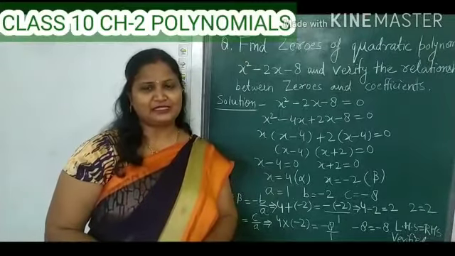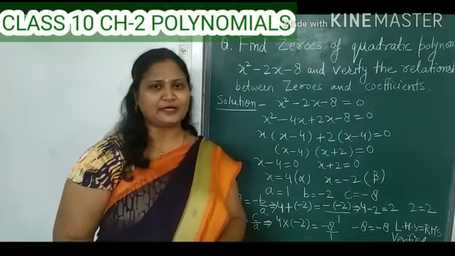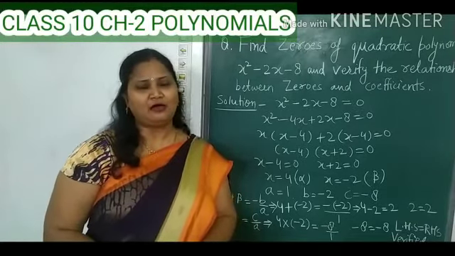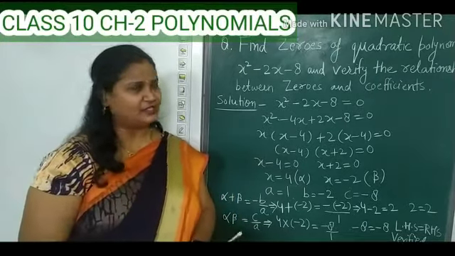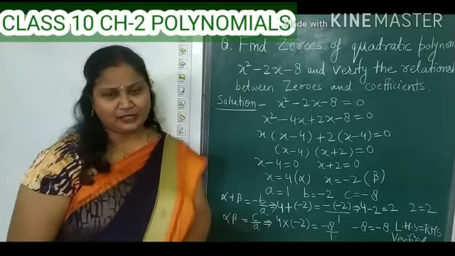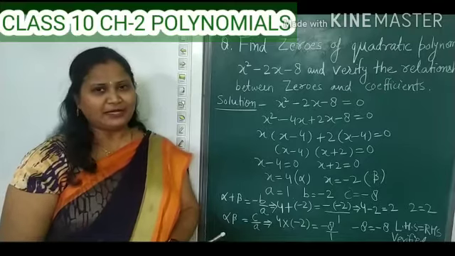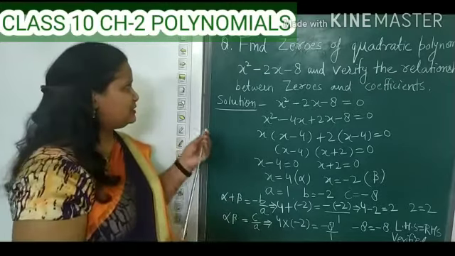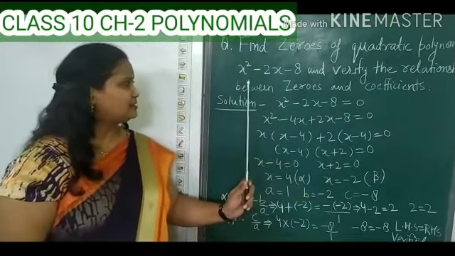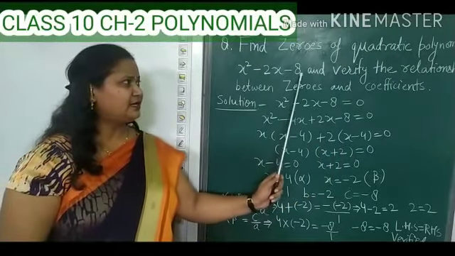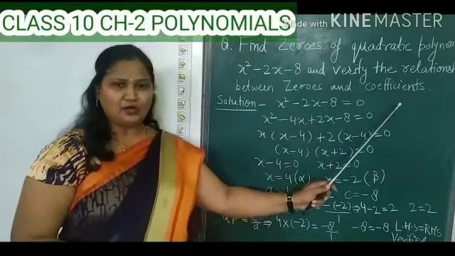Welcome to today's class. Children, today we will revise how to find the zeros of a given quadratic polynomial and how to verify the relationship between the zeros and the coefficients. So children, here I am recalling all those things which we have studied by taking an example. Find zeros of quadratic polynomial x square minus 2x minus 8 and verify the relationship between zeros and coefficients.